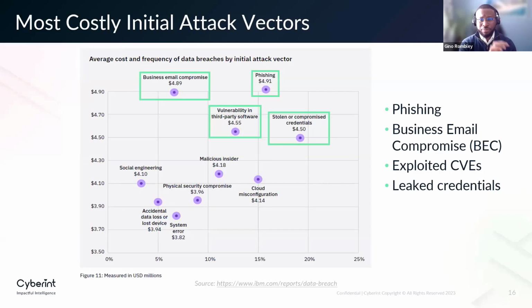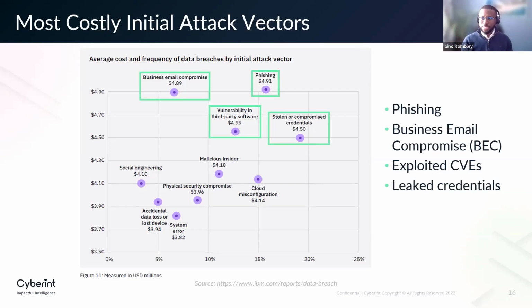Now, what has become very costly for the business as initial access vectors is business email compromise and phishing. We're talking about 4.8 million in terms of business email compromise. We're seeing 4.9 million as the average cost businesses are losing on phishing. Vulnerability in third-party software is $4.5 million. And stolen credentials is also around 4.5 million. So these top initial vectors are where the hackers are looking to target an organization, and that's where traditional ASM is not able to cover a lot. So these become very, very important.